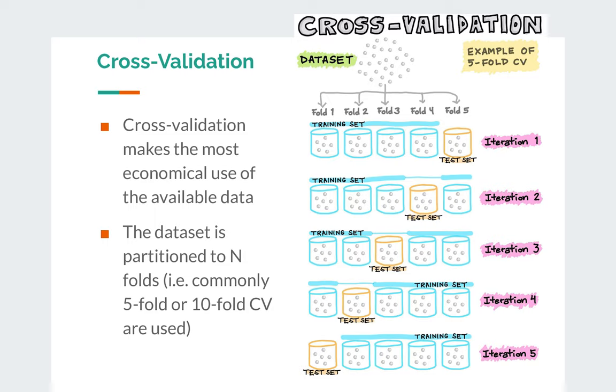Let's imagine you have a spreadsheet. Let's say you have 100 rows. Row 1 through row 20, you leave as fold 1. In the first iteration, you want to take it out. They are left out, and the remaining will be used for training.